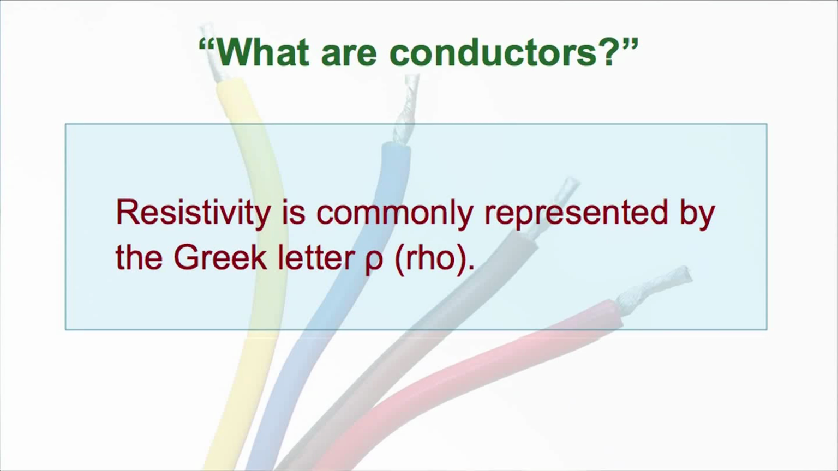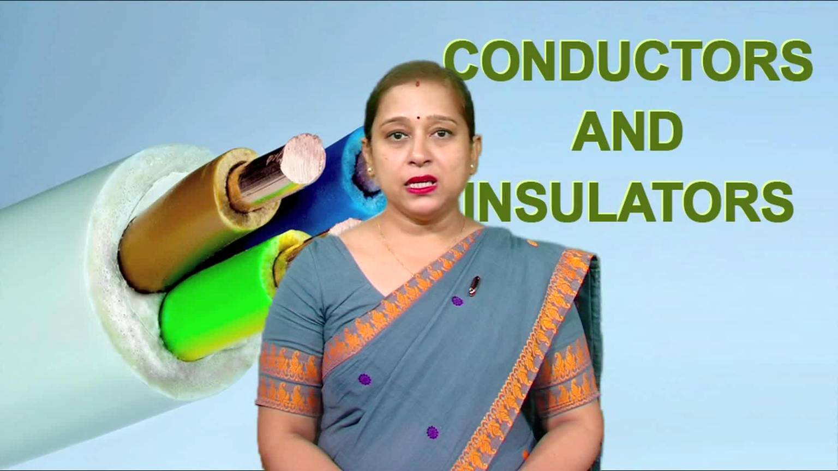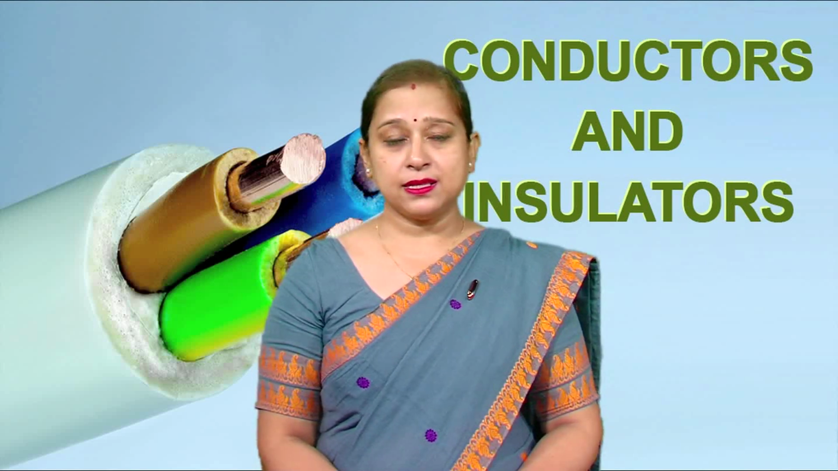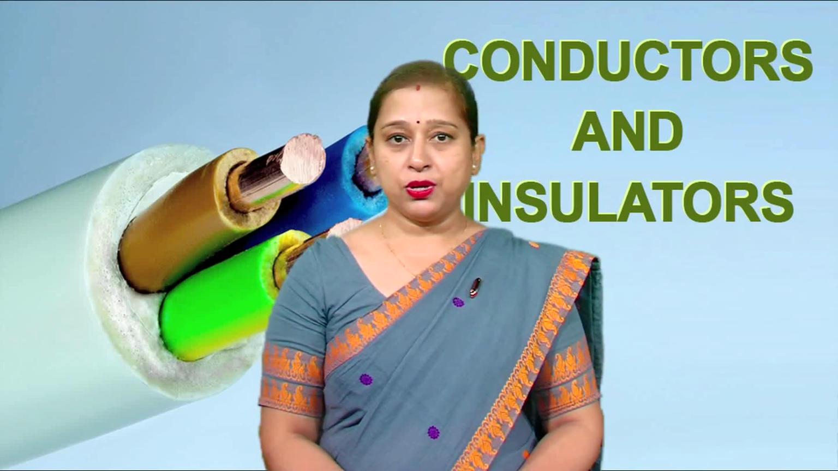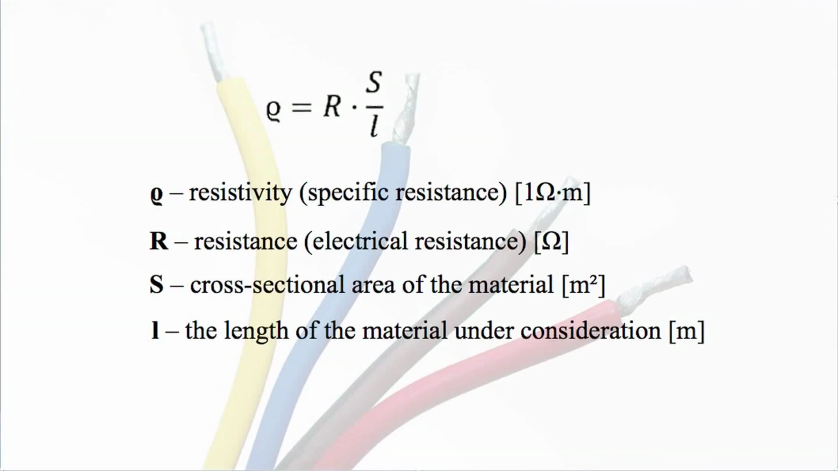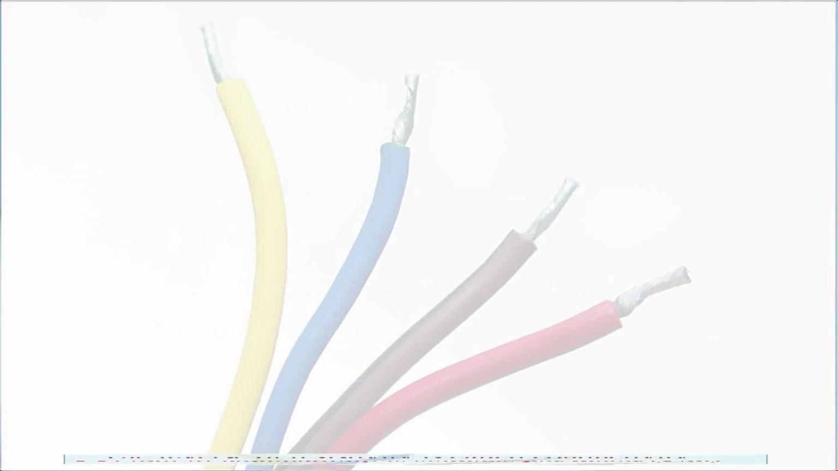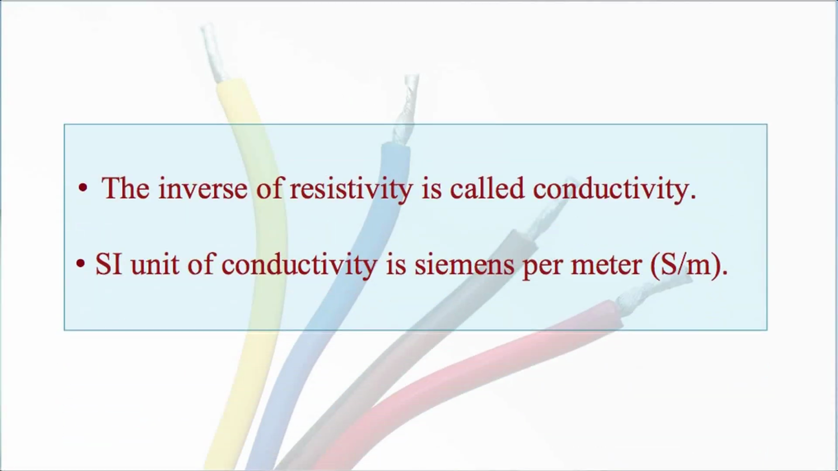Resistivity is commonly represented by the Greek letter rho. So the relation between the resistivity and resistance is given by the following equation. You can see this equation. Here, rho is resistivity, R is resistance, S is the cross-sectional area of the material, and L is the length of the material under consideration. The inverse of resistivity is conductivity, and the SI unit for conductivity is Siemens per meter.